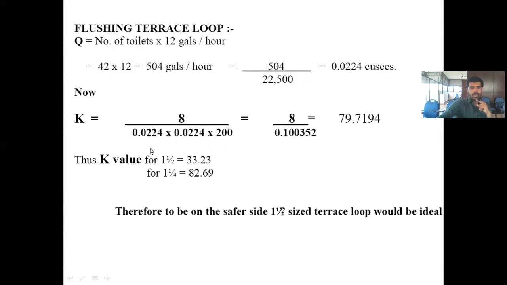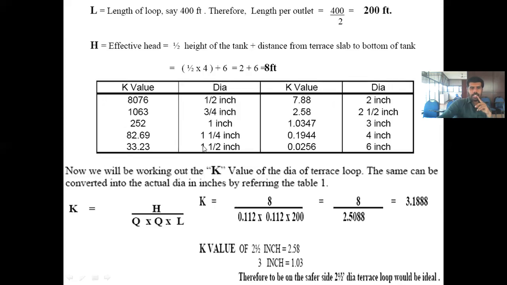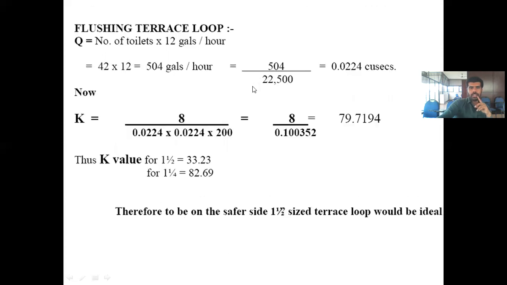Now, using the same formula, A is equal to H divided by Q into Q into L, the height of the tank will be the same. The effective H will be 8 feet, leave it there, and the Q will be different. Q will be 0.0224, into the length, which is 200. So we get 79.7194 as the K value.